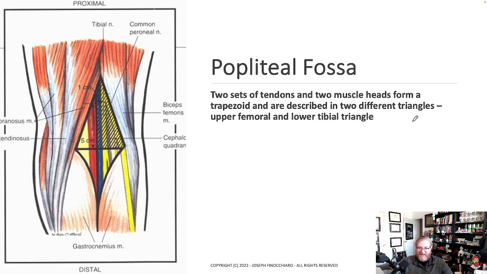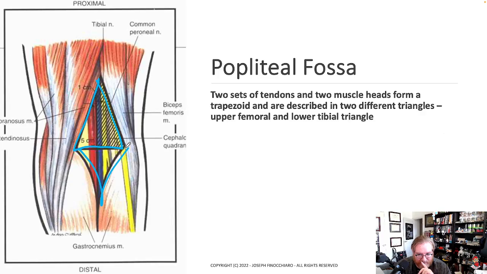So now we're past the femoral. We're going to the popliteal. There are two sets of tendons and two muscle heads that form a trapezoid and are described in two different triangles, the upper femoral and the lower tibial. Okay, so you can see that there is one triangle here, there is one triangle here. If you were using the 5th edition of the embalming book, it talks about this as also being a femoral triangle. So in the 6th edition, they clarified this.